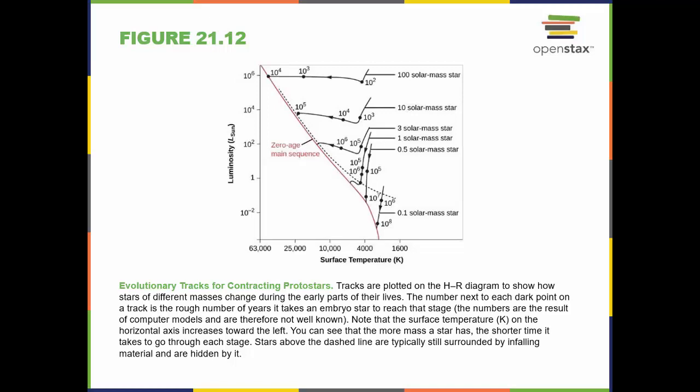So you might think the larger the star is, the more mass it has, and therefore it has more energy to burn, so it would take longer to reach the main sequence, which is, by the way, where we'll start, we'll call that zero age, when it reaches the main sequence. But this isn't true, right? The larger it is, the faster it ends up on the main sequence.